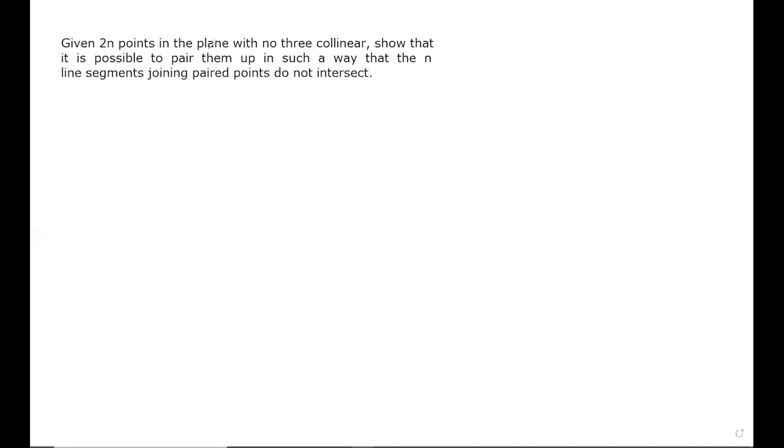So, two n endpoints in a plane, no three collinear, okay. Is it possible to pair them up in such a way that the line segments joining the paired points do not intersect? This is very, very cool. I really like this problem.